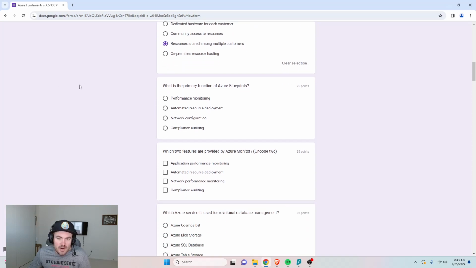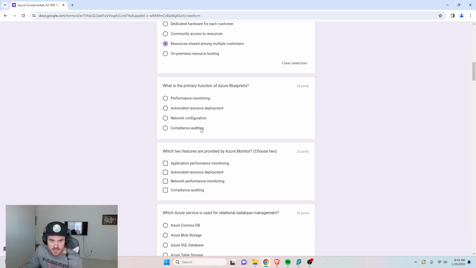What is the primary function of Azure Blueprints? All right. Performance monitoring, that's not necessarily a monitoring tool. Okay. Automated resource deployment, that could definitely be a valid option here. Network configuration, I don't believe that Blueprints does that. And then compliance auditing.